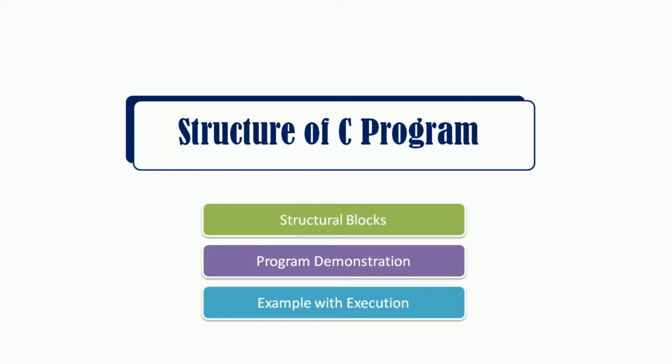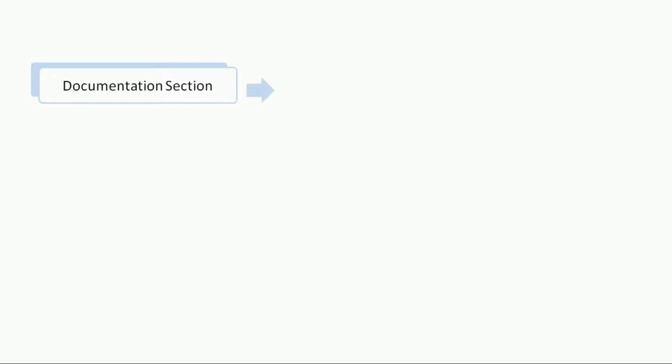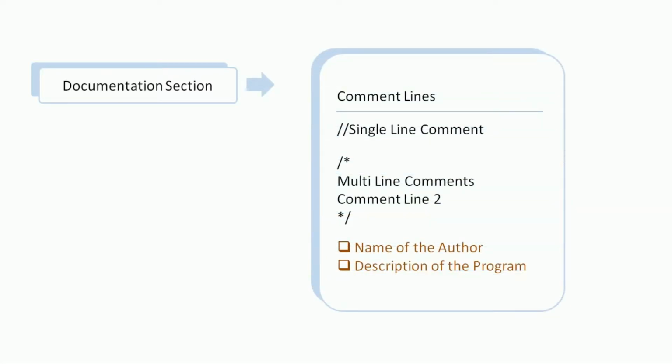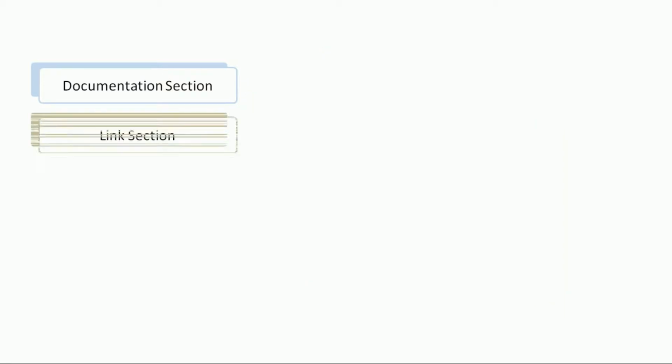Let's start the discussion, starting with the documentation section. Basically, this section has no use during the execution of a program. It simply contains a set of comment lines where the author can describe the program, and this section is completely optional.